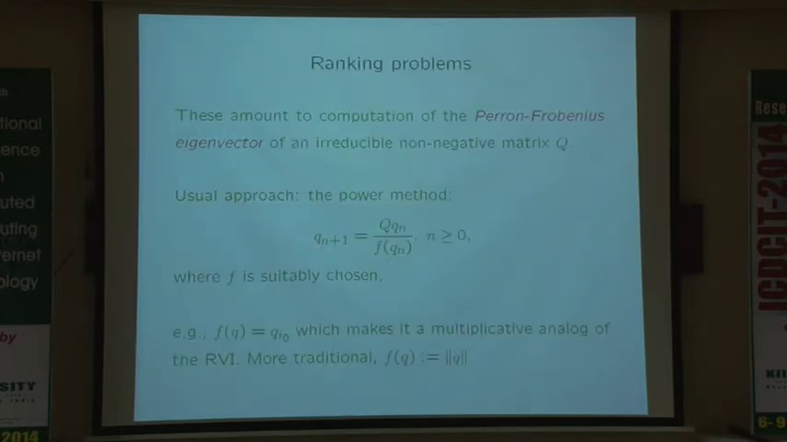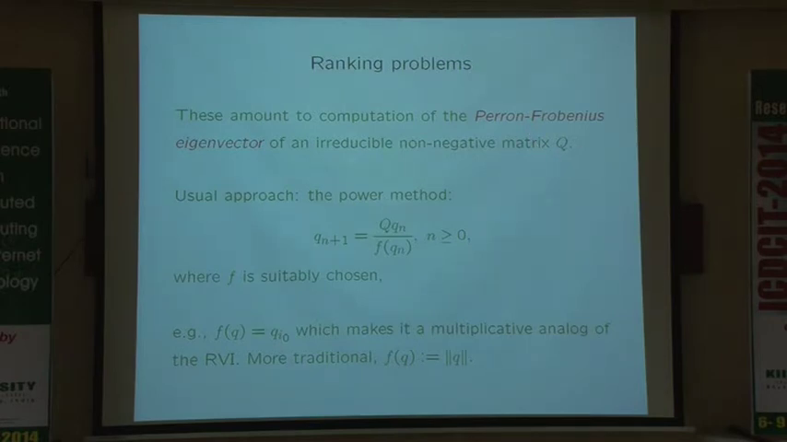Second is the ranking problem. Many of these ranking problems basically amount to finding the Perron-Frobenius eigenvector of a non-negative matrix Q. For example, Google's PageRank is finding the stationary distribution. I will return to that because it can be treated separately. So that finds the top left eigenvector of a stochastic matrix.